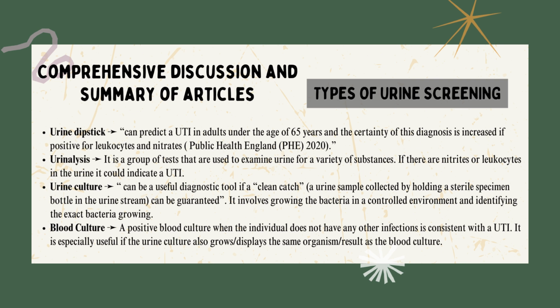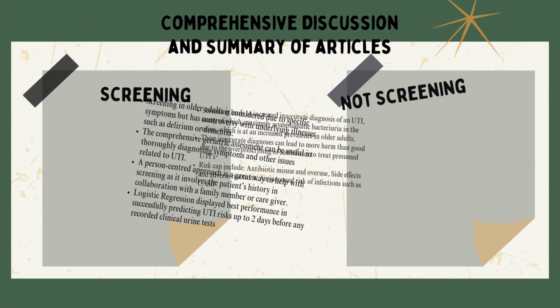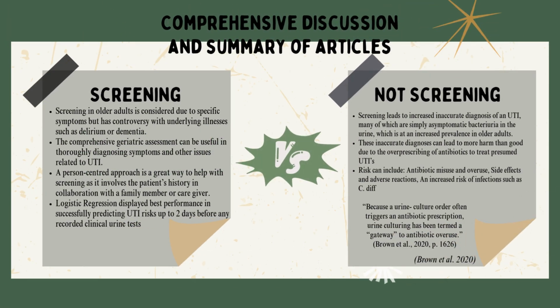And lastly, a positive blood culture when the individual does not have any other infections is consistent with the UTI. It is especially useful if the urine culture also displays the same organism results as the blood culture. It is important to have urine screening because screening in older adults is considered due to specific symptoms but has controversy with underlying illnesses such as delirium or dementia. The comprehensive geriatric assessment can be useful in thoroughly diagnosing symptoms and other issues related to UTI.